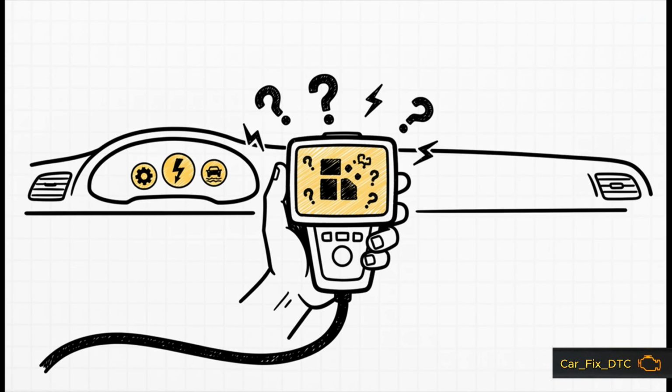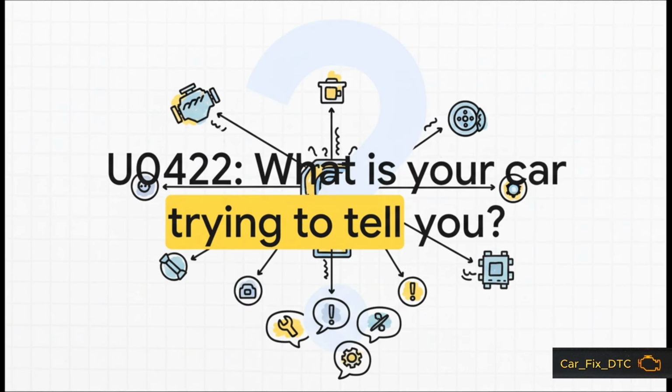So, picture this. You're driving along and suddenly your dashboard lights up like a Christmas tree. The check engine light's on, maybe a few others are joining the party. You plug in your scan tool and it just spits out this cryptic message, U0422. It feels like your car is trying to send you a secret message and you're just left trying to decode it. So, what is your car trying to tell you? That's the big question we're going to answer today.